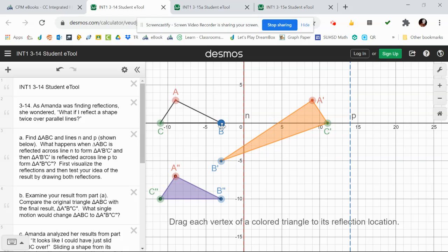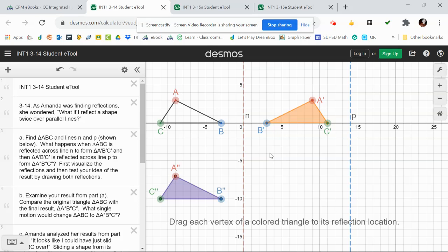And then finally B, which is right here. I can move that one. That one's 3 units away from the line of reflection, so we're going to move it right there, 3 units. And that's pretty much our reflected image.